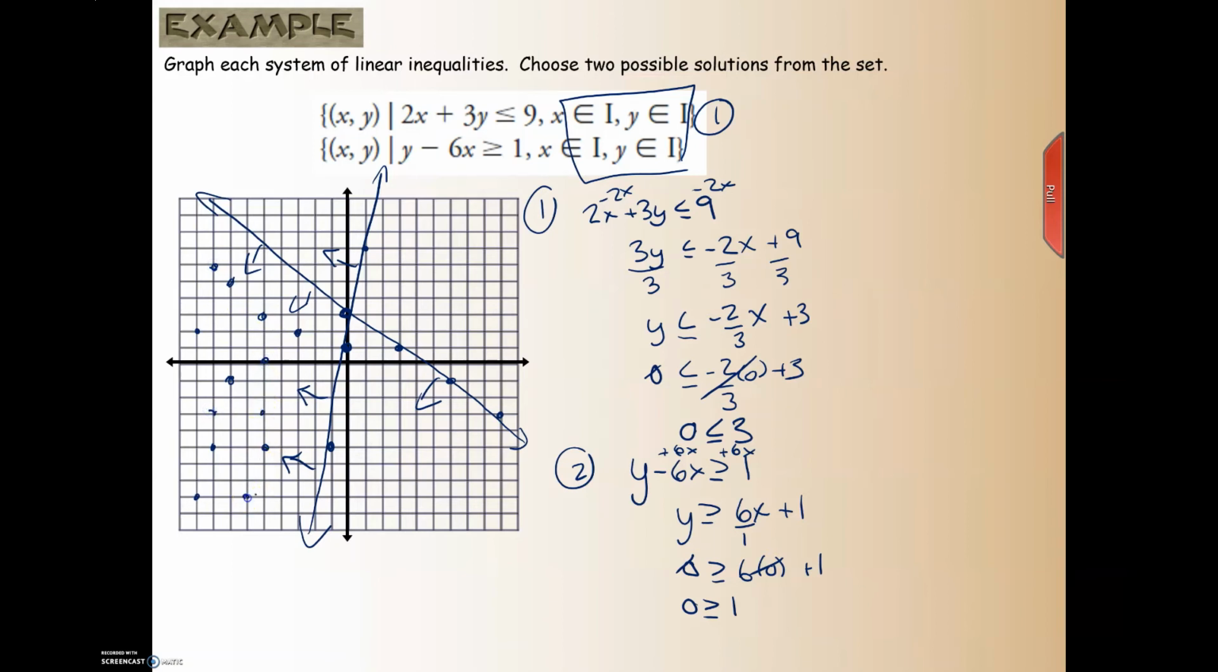There, good enough. Choose 2 possible solutions. Well, we can choose this point right here, which is the point -2 and 0. So my x value is -2, my y value is 0. This guy over here is -1 and 3. So there's another solution.